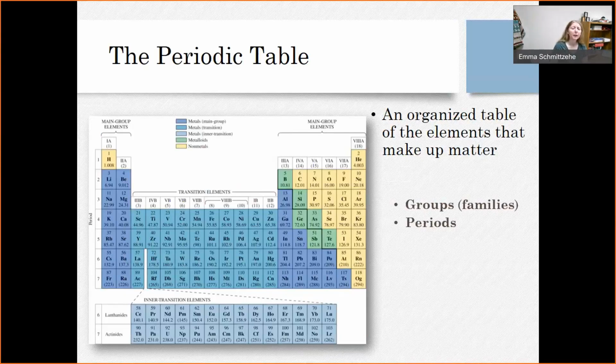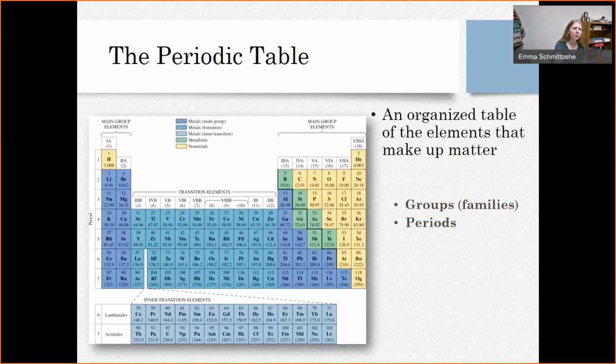Okay. And then periods are rows, so the horizontal portions. Okay. And those elements that are within the same row don't necessarily behave chemically the same or similar. They just have the same number of shells of electrons. And so if you get more in depth into the electronic structure of atoms, that can be of importance. And so that's why there's this organization of the periodic table.